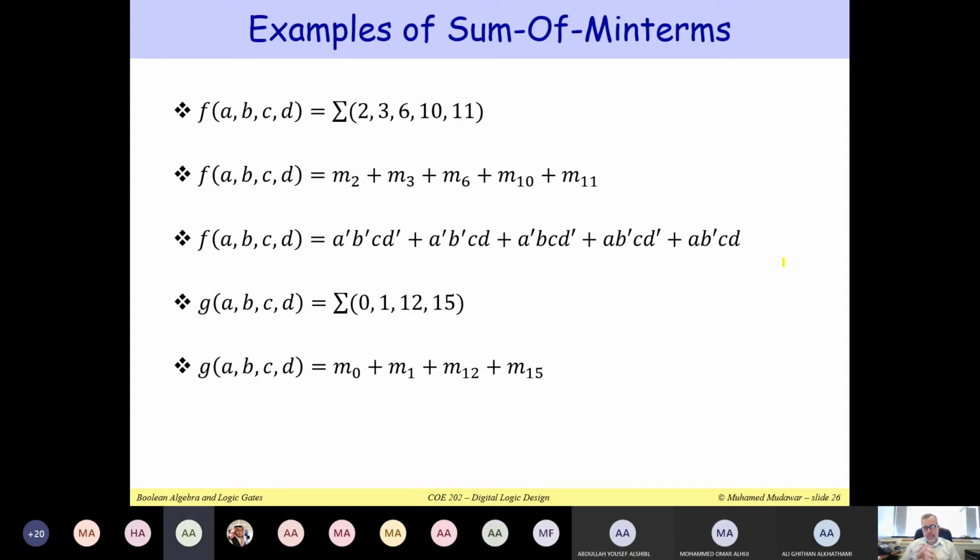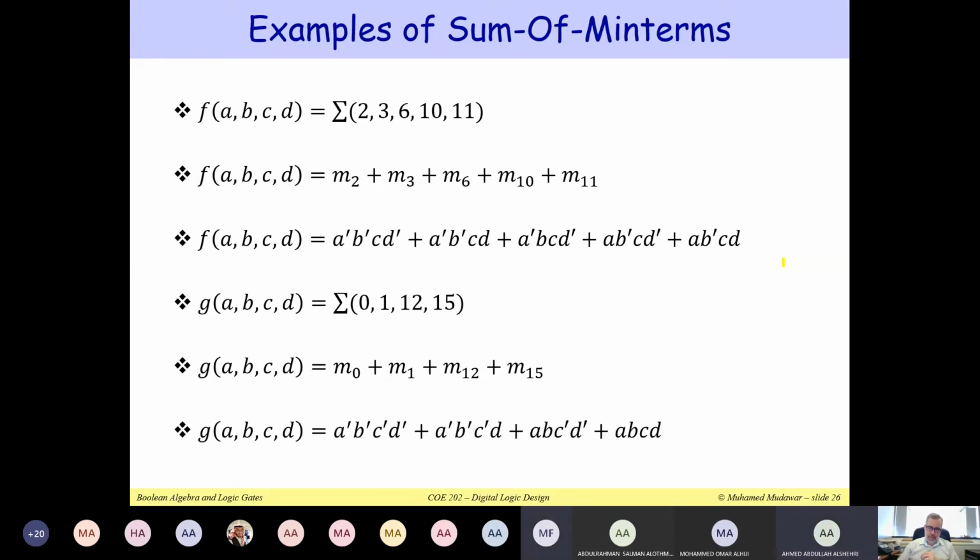A prime, B prime, C prime, D prime. Or what's M1? A prime, B prime, C prime, and D. Right. How about minterm 12? A, B, C prime, D prime. Nice. And what is minterm 15? A, B, C, D. Yes. Right. So it's A, B, C, D.